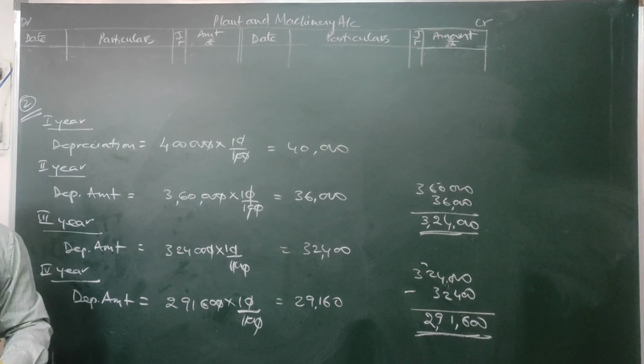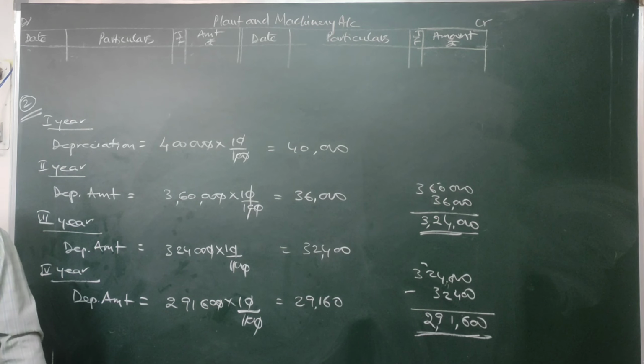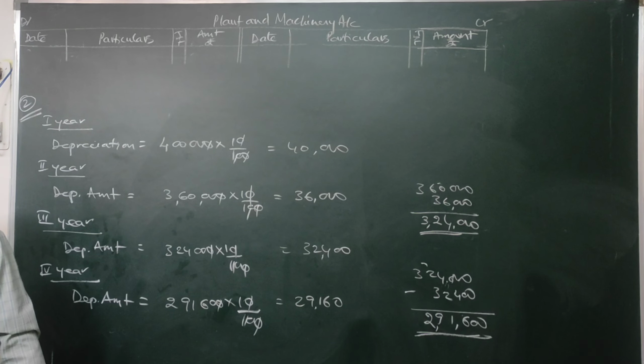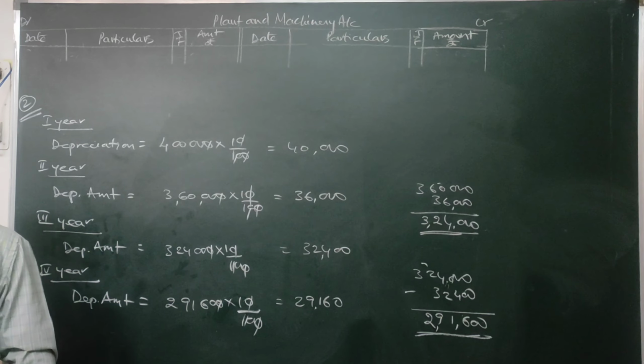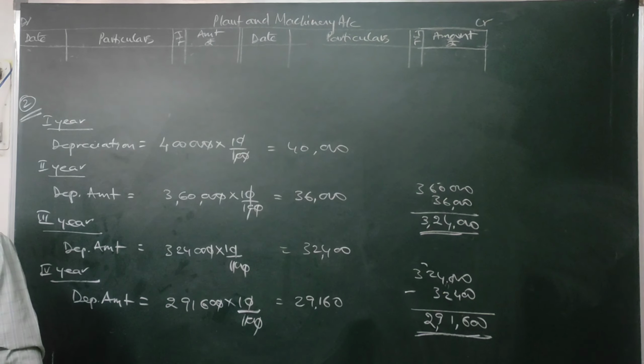Let's see the third problem. It says, calculate the amount of annual depreciation for 3 years by diminishing balance method. Okay, so he is asking us to calculate under the diminishing balance method, but to confuse you people he has given the cost of the plant and machinery as 5 lakhs.